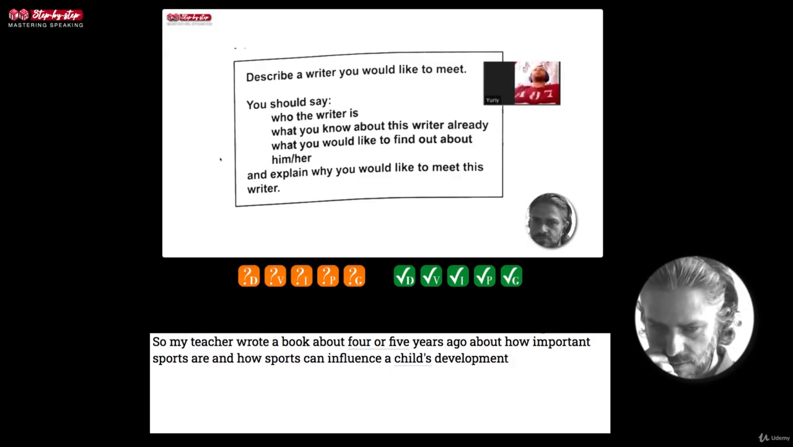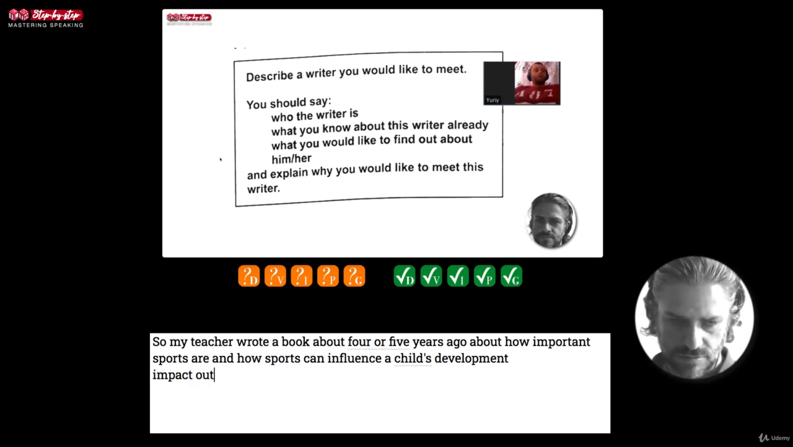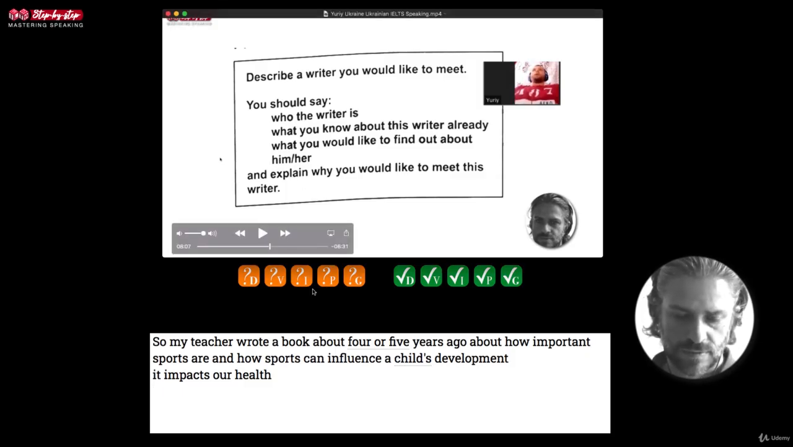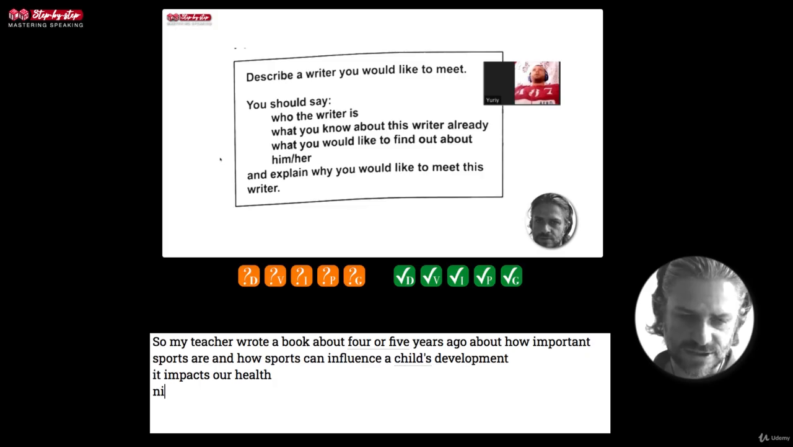To learn about it, because it impacts our health. So his name is Vitaly, and he is a nice man. He's about 45 years old. Okay, so be careful of words like nice. You'll hear me say this: a nice man doesn't help us anything.